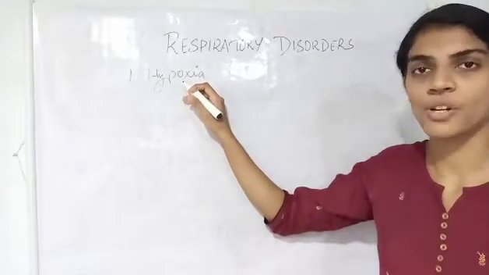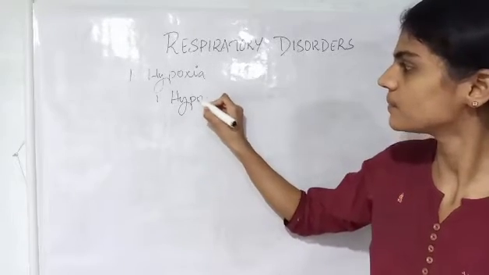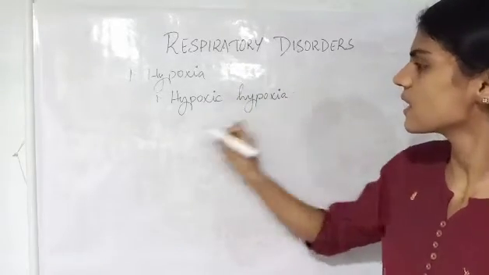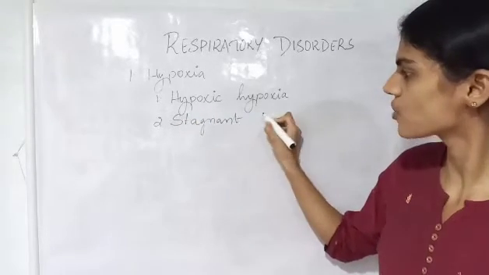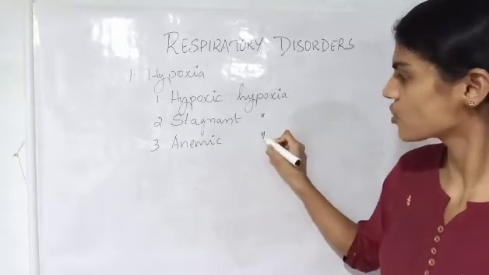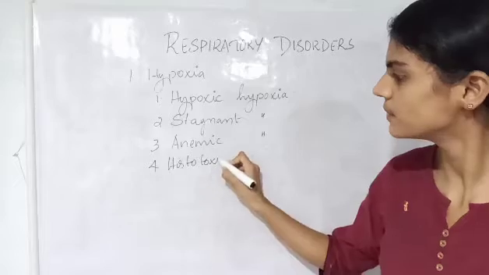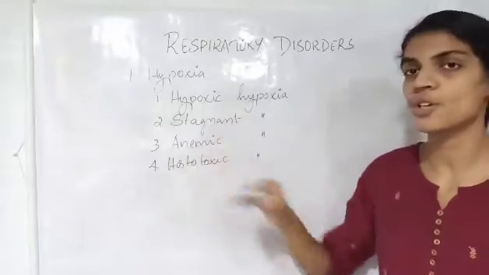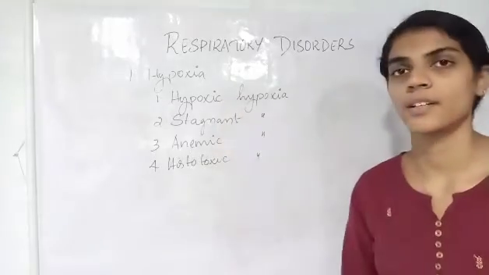Hypoxia is of 4 types. First one is hypoxic hypoxia. Second one is stagnant hypoxia. Third one is anemic hypoxia. And fourth one is histotoxic hypoxia. So these are the subcategories or types of hypoxia. And first we'll deal with the hypoxic hypoxia.